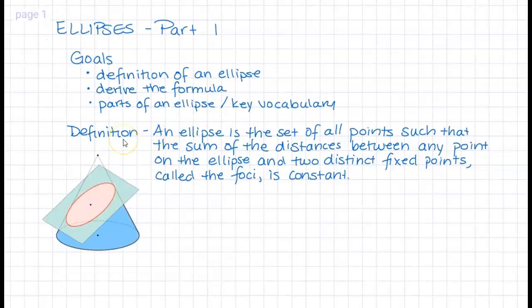So here's the definition. An ellipse is a set of all points such that the sum of the distances between any point on the ellipse and two distinct fixed points, called the foci, is constant. So what does this mean? Well, let's take a look at a little GIF, and I'll explain what's going on in the GIF. But remember, the key is, if you take a point on the ellipse and you measure the distance to two fixed points, the sum of those distances will always be the same. Okay, so let's look at a GIF.